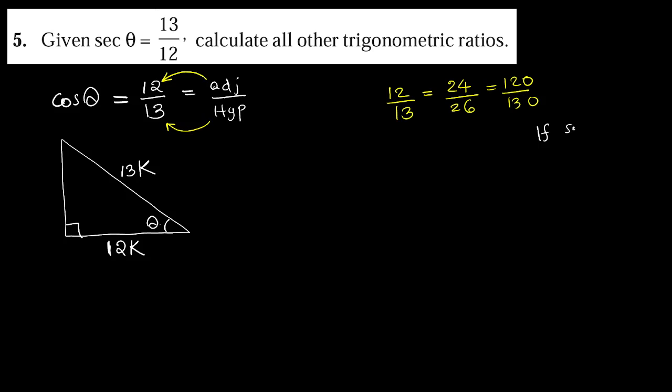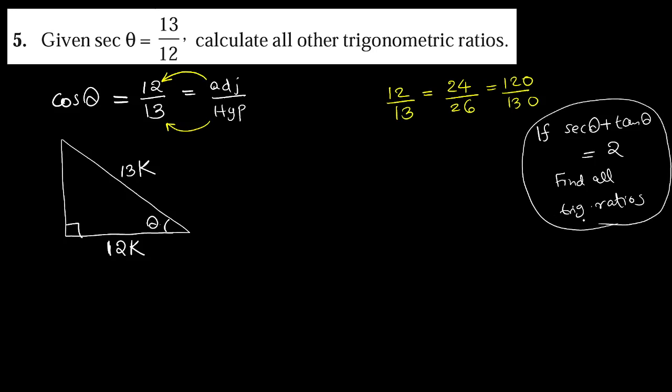Since it is already taken in your school, I will give you some difficult questions. You can try it. One minute. Sec theta plus tan theta equal to 2. Find all trigonometric ratios. It is a really tough question, but you just try it. Others, please look here. If you get the answer, please tell me.